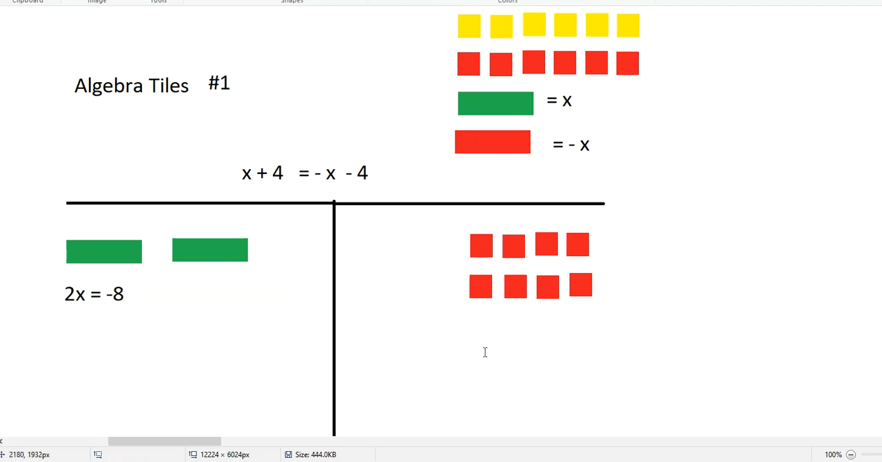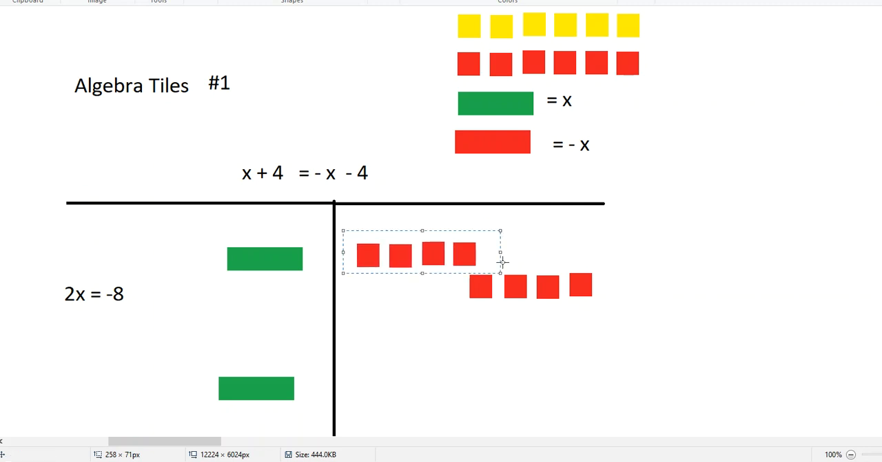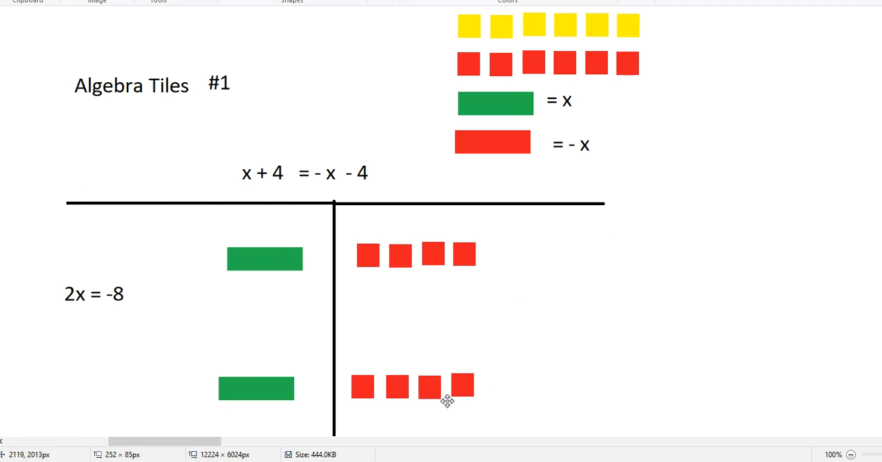Well, it's actually a little simpler than you might think. I'm going to move this here, and I'm going to move this here. So they're kind of separated, and each of those green rectangles is going to get its own fair share of these little red units. Okay, so that x equals negative 4, and that x equals negative 4.